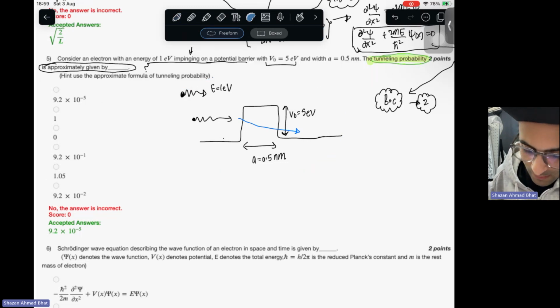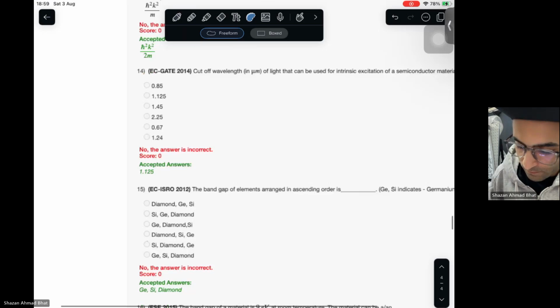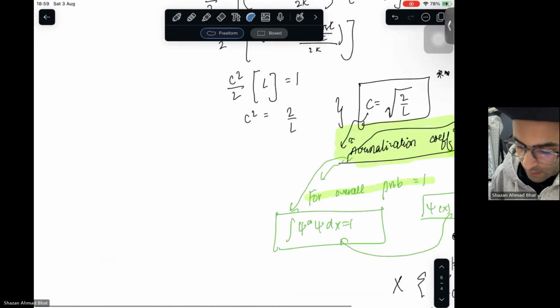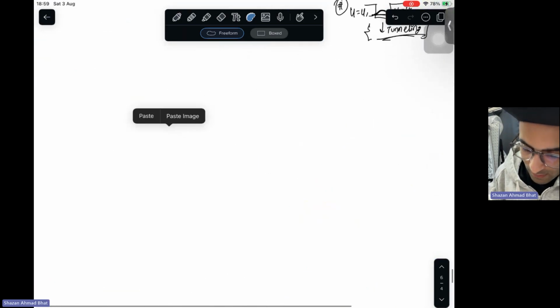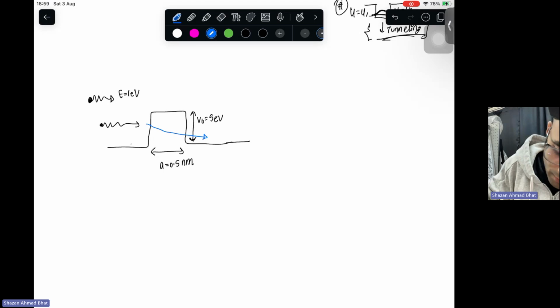Let me copy this thing. This is question 5. So let me paste it here, and let's start. This is question number 5. So all of the details we are given here.